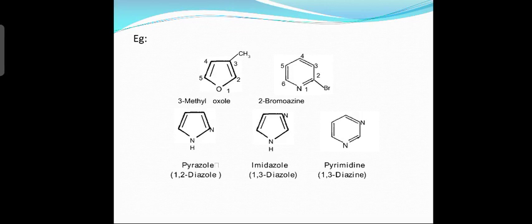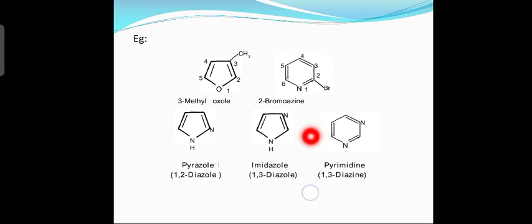Now here are some examples. 3-methyl oxole, you can make out here 1, 2, 3, third position methyl group. The heteroatom is oxygen, therefore 3-methyl oxole. 2-bromo, second position bromine, 2-bromoazine, because nitrogen is there. Pyrazole is 1,2-diazole, because the first and second atoms are nitrogen. Pyrazole is the common or trivial name.